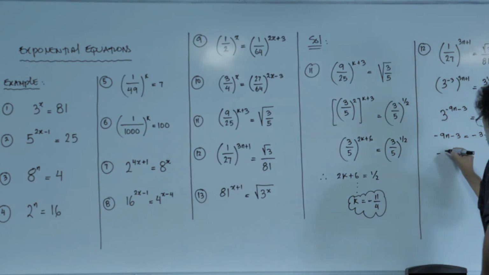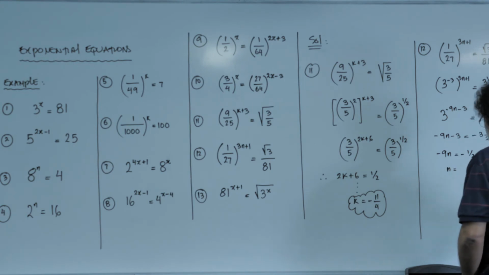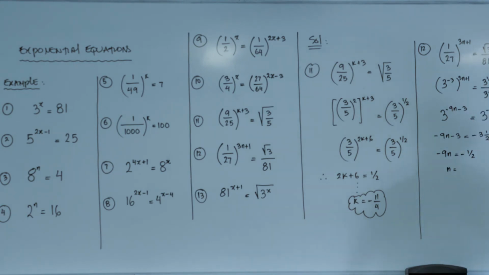And then we're going to do negative 9n is equal to, well, it's going to be negative half on the other side, because it's going to be plus 3. So negative half. And then we're going to have n is equal to, well, it's going to be 1 over 18 positive. And then that's it. All right. Okay, happy with this? Right.